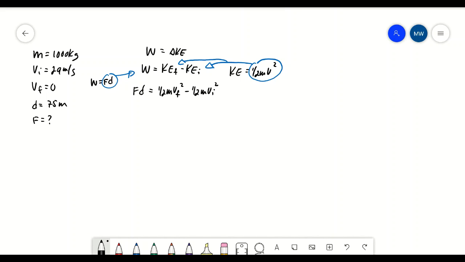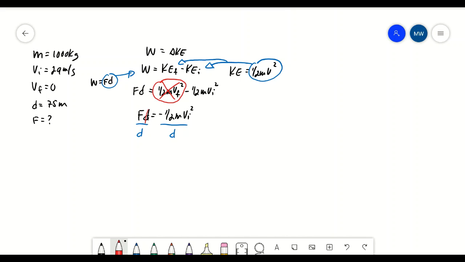Now, the nice thing about this problem is that it shows us that we have a final velocity of 0. So that means that this whole term right here can be canceled, because if our final velocity is 0, then it doesn't matter what the mass is. This just goes away. Let me rewrite what I have. I have FD equals minus 1/2 mv initial squared. And the only thing I have to do now is divide both sides by distance so that I can solve for force. So I will do that.